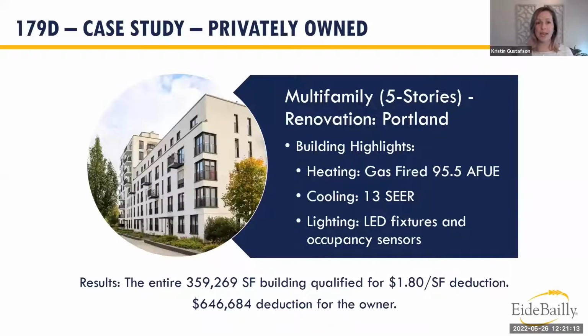A quick case study here. This is a 5-story multifamily building renovation in Portland, Oregon. Some of the building highlights included a highly efficient gas heating system with an AFUE of 95.5, a 13-SEER cooling system, and LED lighting fixtures with occupancy sensors in the common areas. The end result of this study, the entire building qualified for the full deduction, resulting in an over $646,000 deduction to the owner.